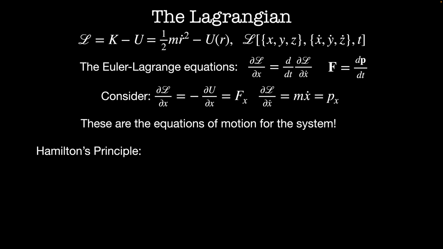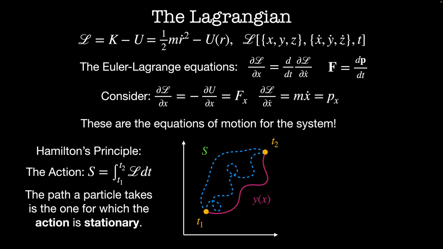If we think about this in terms of the calculus of variations, we get the so-called Hamilton's principle. First, we need to define a quantity called the action. The action is the integral from time t1 to time t2 of the Lagrangian dt. This looks just like our I integrals in the calculus of variations video. Hamilton's principle states that the path a particle takes is the one for which the action is stationary or minimized.